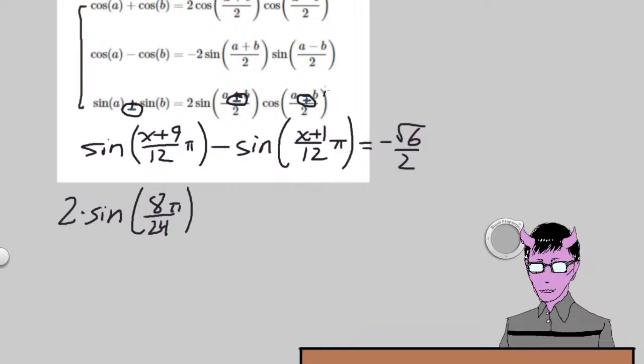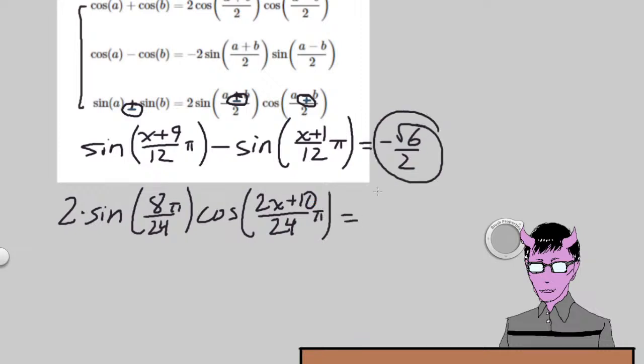Algorithm is looking good. Next part of the algorithm is cosine. What do we have? A plus b. So this one plus this one. So x plus x is 2x. 9 plus 1 is 10. All over 12, but then the 12 one is modified by that division by 2, so it becomes 24 on the bottom. Don't forget the pi on the side.